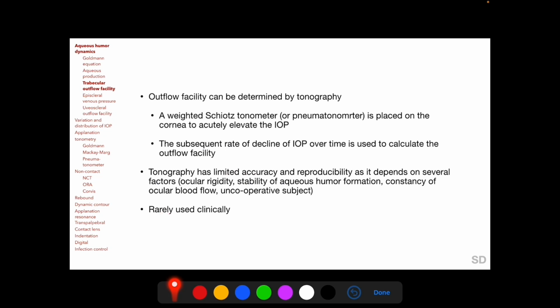In this method, a weighted Schiøtz tonometer or a pneumatonometer is placed on the cornea to acutely elevate the intraocular pressure. The subsequent rate of decline of intraocular pressure over time is used to calculate the outflow facility.